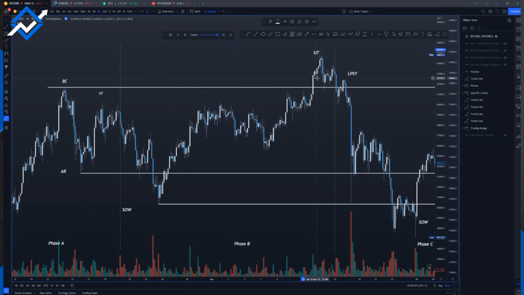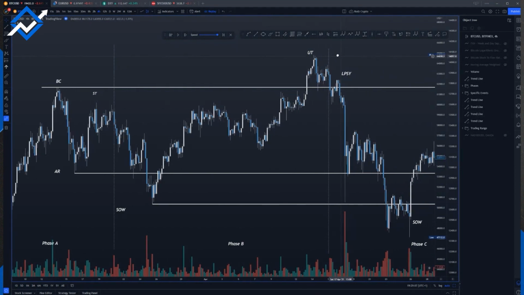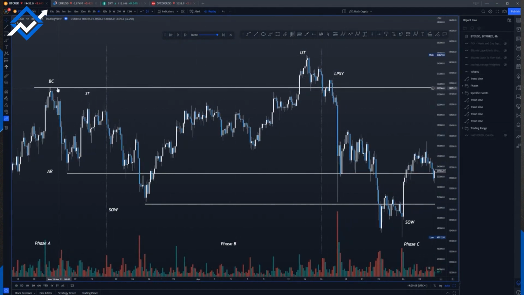So during phase B, what ends up happening is we get this break above the buying climax. Now, the next phase begins once price moves below the buying climax resistance. As we can see here, this occurred with increased volume to the downside. We get our first last point of supply. So this is the last test of the resistance that forms after a sign of weakness.